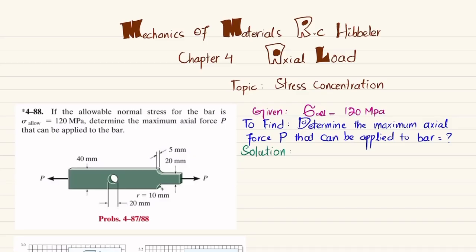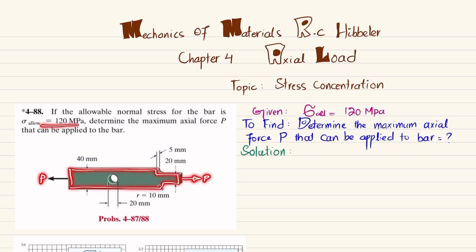Welcome back. In this video, we are going to solve problem 4-88 that is taken from chapter number 4, Axial Load, and the book name is Mechanics of Materials by R.C. Hibbeler. And the topic which we are covering is stress concentration. So the statement is, if the allowable normal stress for the bar is 120 megapascal, determine the maximum axial force P that can be applied. So you can see this is the bar that is subjected to axial load P.